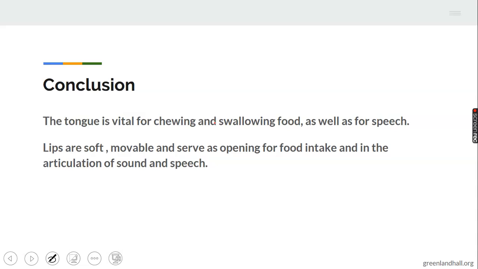Okay, in conclusion, we've learned that the tongue is vital for chewing and swallowing food, as well as for speech. And the lips are also soft, movable, and serve as opening for food intake and in the articulation of sound and speech. So go over your notes.